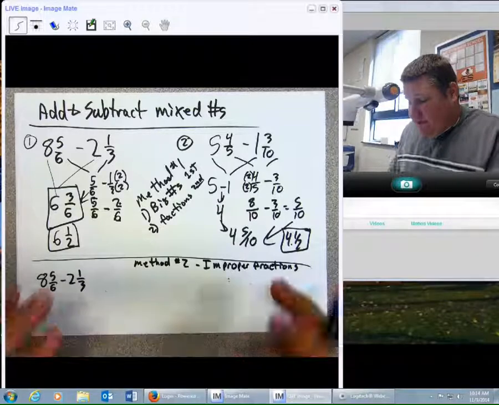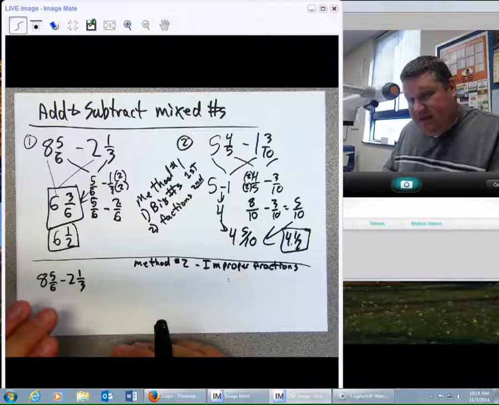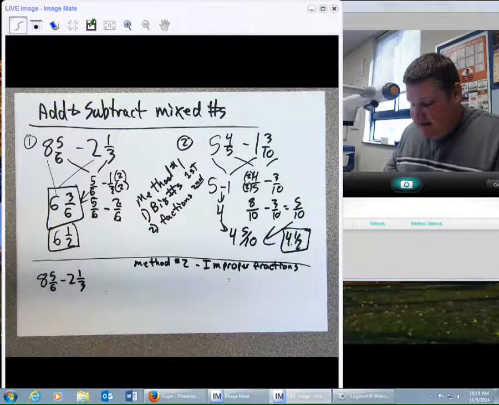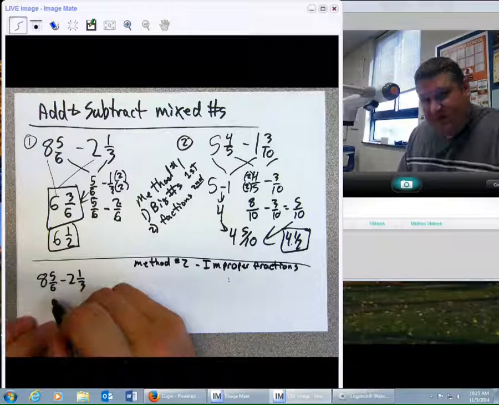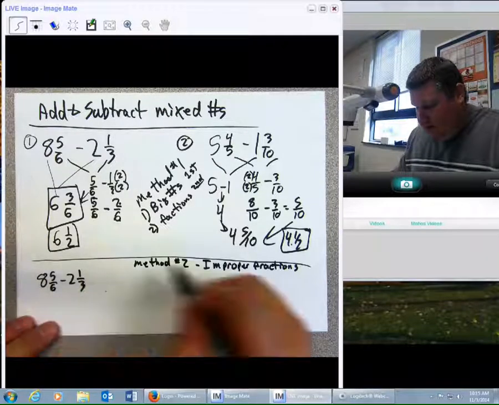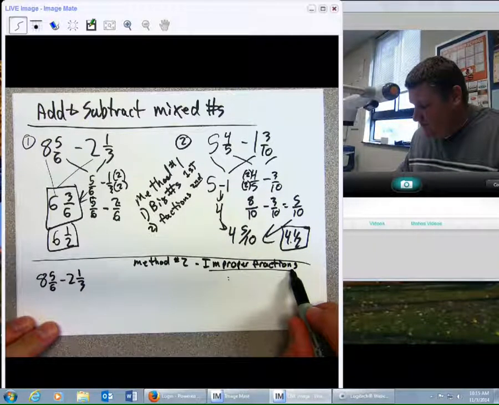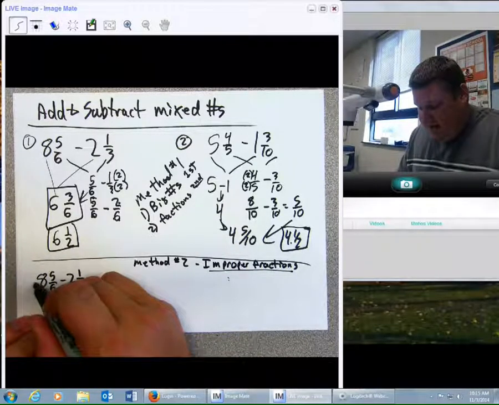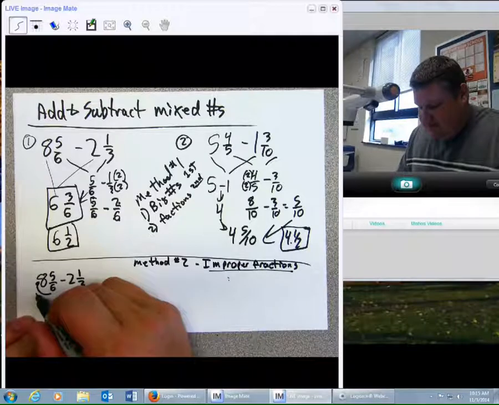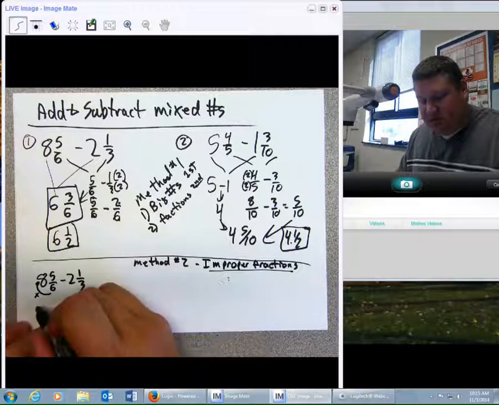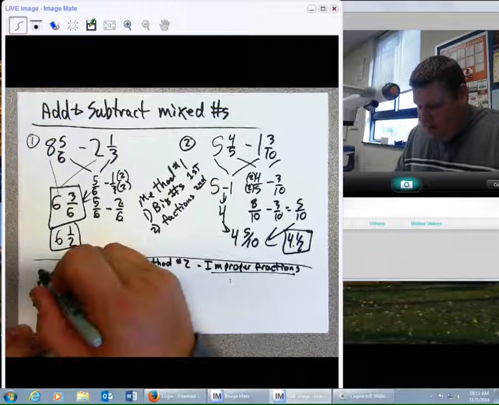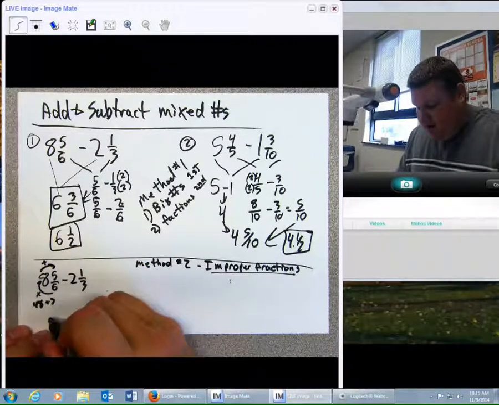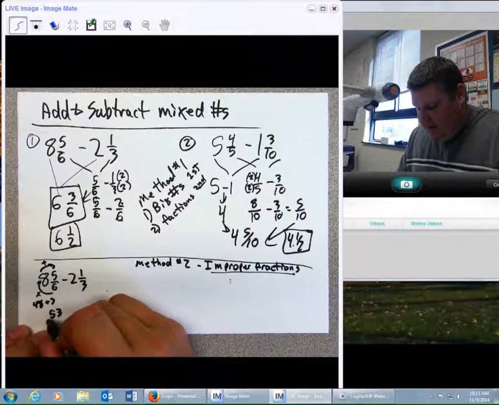Let's do method 2. Method 2 is longer, has bigger numbers in it, but sometimes can be easier because in this case it's going to work every time. We're going to change them into improper fractions. Now to do that, to take any mixed number and change it to an improper fraction, you take the denominator times the whole number and you multiply. So 8 times 6 is 48. And then you add the numerator. So plus 5. So I come up with 53 over 6.